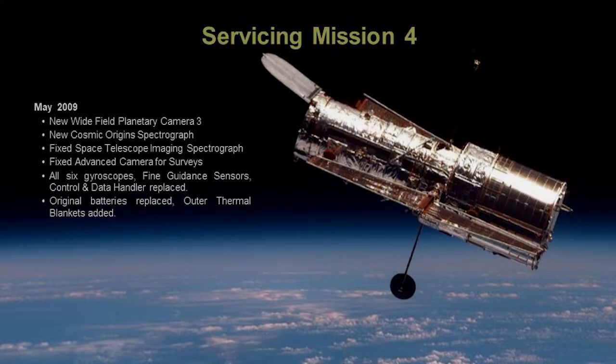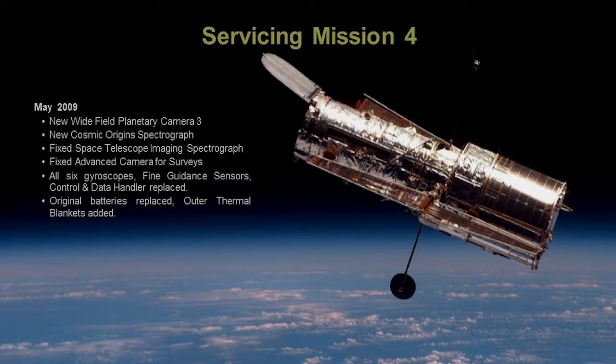Installing a new Wide Field Planetary Camera 3, a new Cosmic Origins Spectrograph, the Space Telescope Imaging Spectrograph, and repairs to a camera in space. This had never been considered or attempted, and yet the ACS, or Advanced Camera for Surveys, had failed. And so the thought was, while we're there, let's give it our best effort to try to repair that camera in space. And again, this was something that had never been considered or designed into the camera, so this would be extra challenging for the Space Shuttle astronauts.